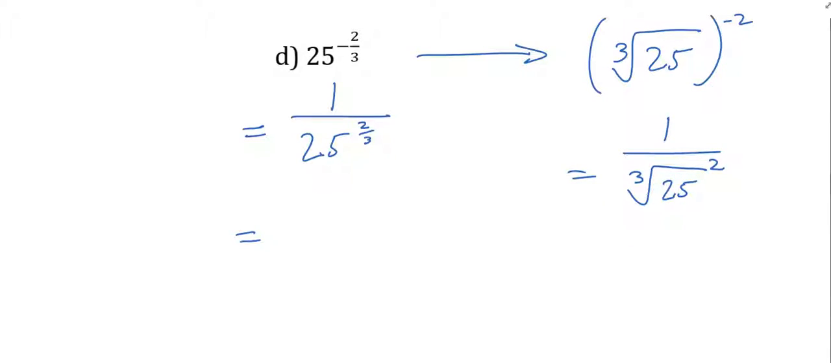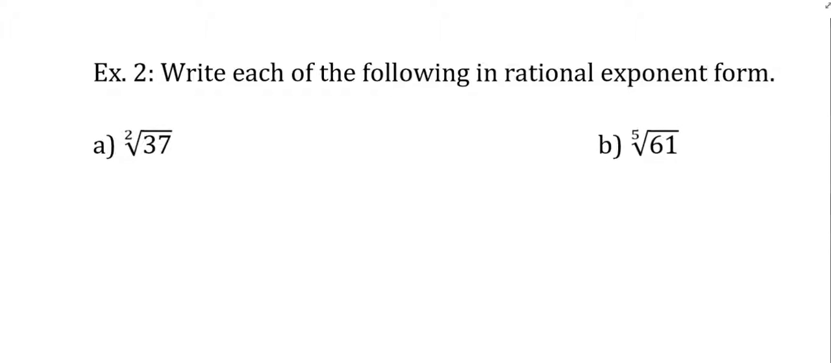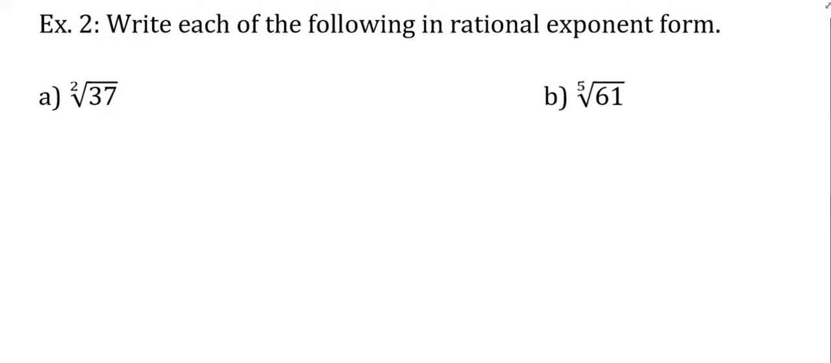Ask questions if there are any, otherwise we're going to keep going. Oh, that was it for that. So now these ones, it's giving it to us in radical form, and we're writing it in exponent form. So we need rational exponents for this. Again, these ones wouldn't evaluate, like the square root of 37 is going to be some decimal. Write each of the following in rational exponent form.